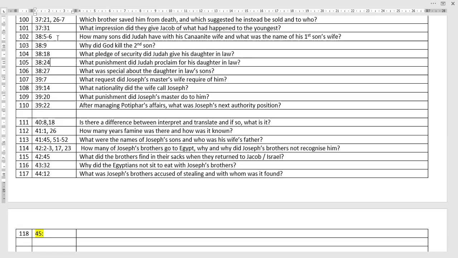Next question, 106. What was special about the daughter-in-law's son? 38 verse 27: And it came to pass in the time of her travail that behold, twins were in her womb. So this is the second set of twins, after Esau and Jacob, if I remember rightly.